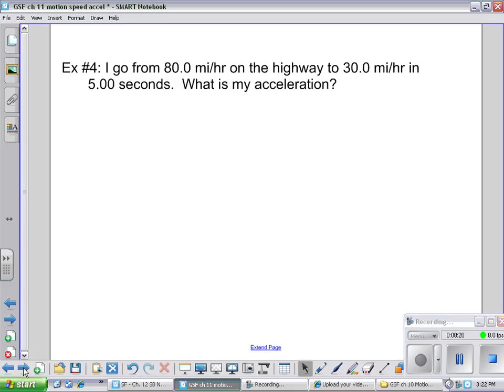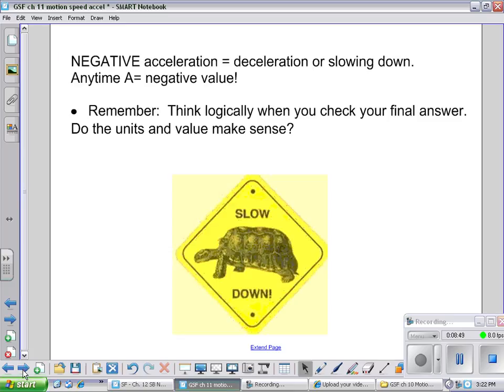All right, so next example. I go from 80.0 miles per hour on the highway to 30.0 miles per hour on the highway. I would like you guys, after we're done with the video, to try this one and bring it into class. All right, I think you should be able to do this without any trouble. So this is your tiny little bit of homework, in addition to, of course, taking all these notes. All right, so do this one before you come to class on Monday.